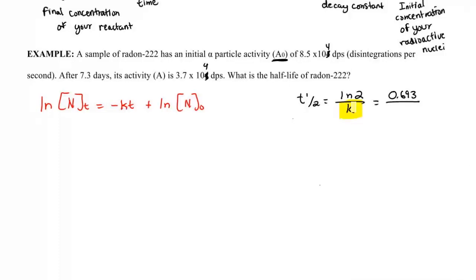So remember, we're dealing with first order processes because radioactive decay occurs by a first order process. So it has the same exact half-life whether you're dealing with radioactive systems or not. So all we got to do now is just plug in what we know. I tell you that initially, this is what you have. So this is your initial concentration. Then we're going to say here that this is your activity after a given amount of time, 7.3 days to be exact. So that represents your final concentration.